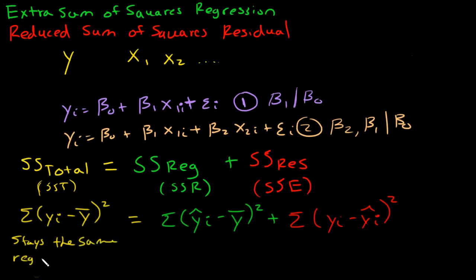regardless of the model. That is a very key point. Okay, so you want to make sure you make sense of that. So sums of squares total is going to stay the same regardless of the model because it's the difference between each y value and the mean of the y values. It doesn't depend on x at all.